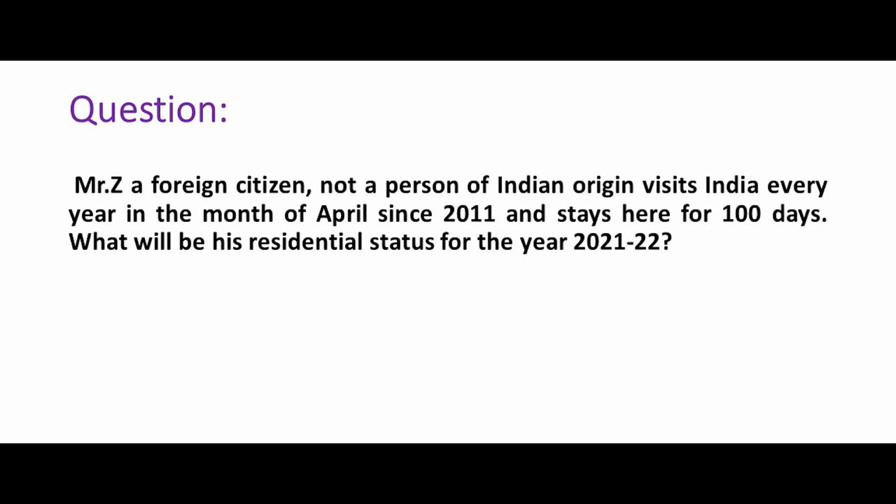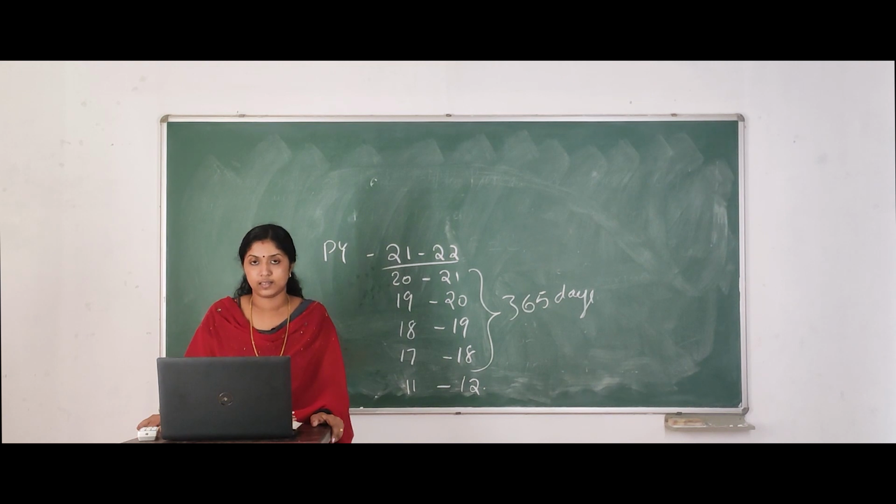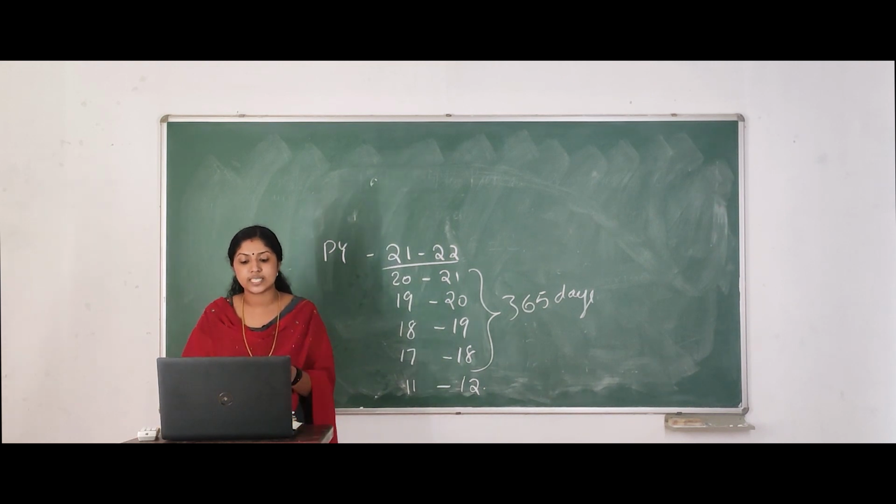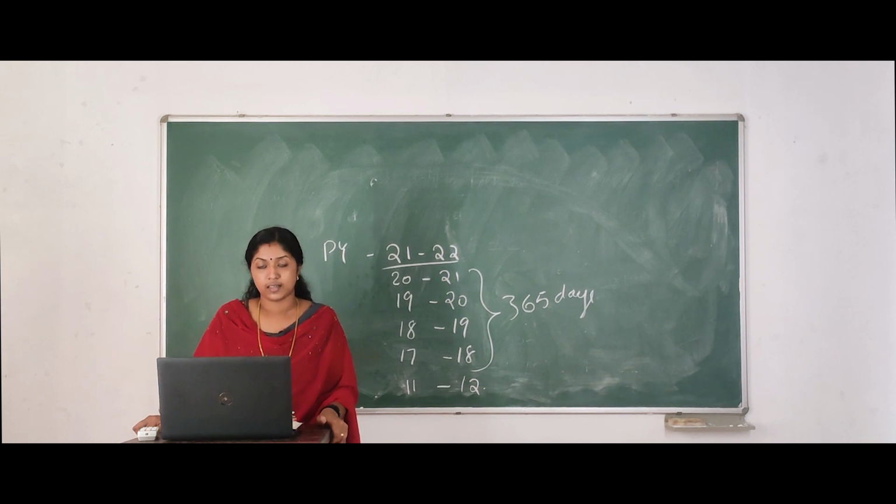Z, a foreign citizen, not a person of Indian origin, visits India every year in the month of April since 2011 and stays here for 100 days. The question is, what will be the residential status of Mr. Z? Once again, Mr. Z is a foreign citizen, not a person of Indian origin, and he visits India every year in the month of April since 2011 and stays here for 100 days. What will be the residential status of Mr. Z?